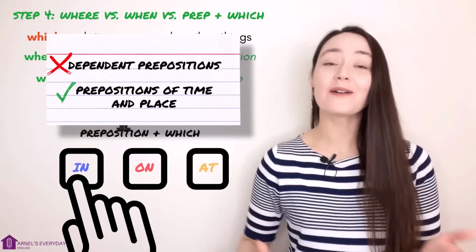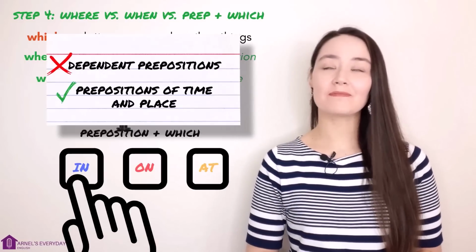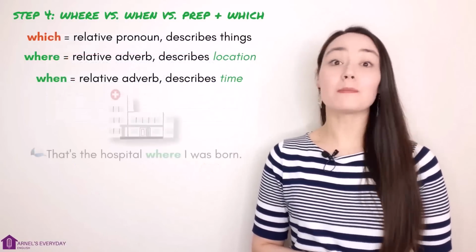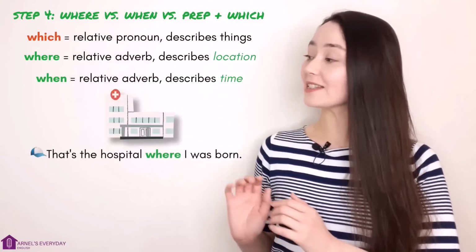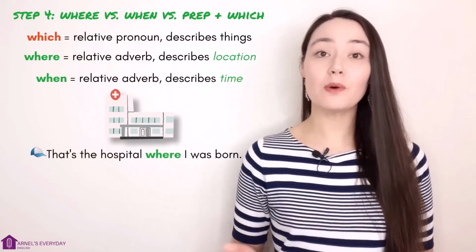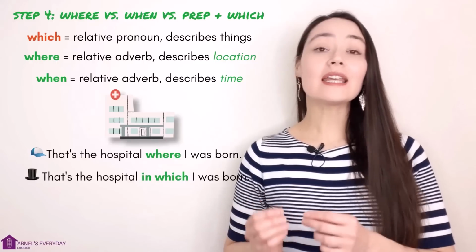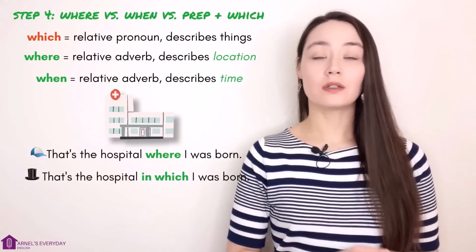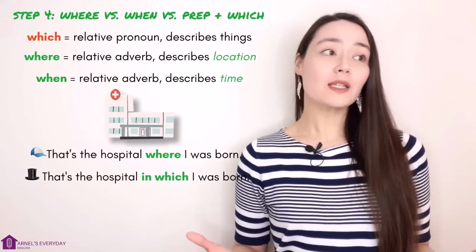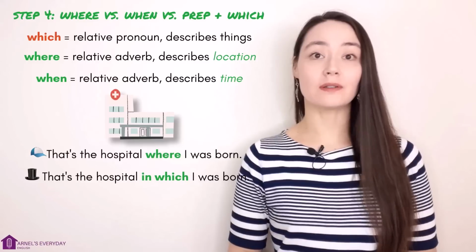Let's keep going. I'll give you lots of examples. Location. Let's start with a building. That's the hospital where I was born. That's the hospital in which I was born. Why did I choose in? Because we are born in a hospital.